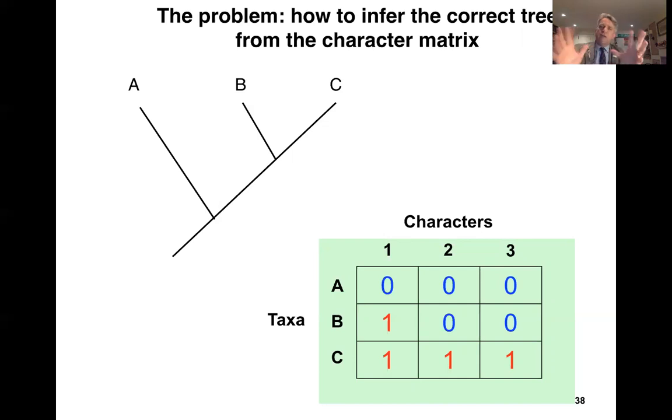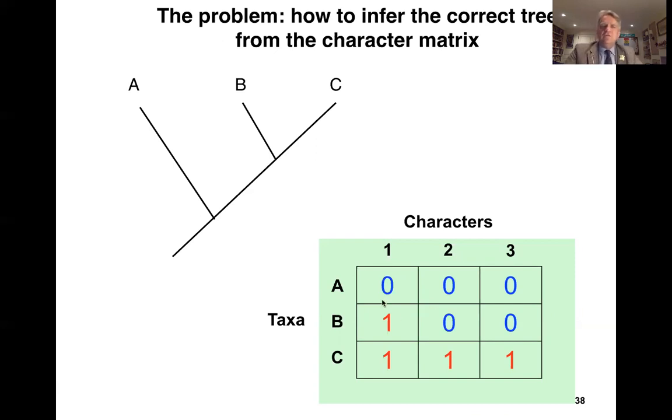So when I say the correct tree, in a sense, I'm thinking about a model simulated world, where we know this is the correct tree. How do we infer that tree given our character matrix?